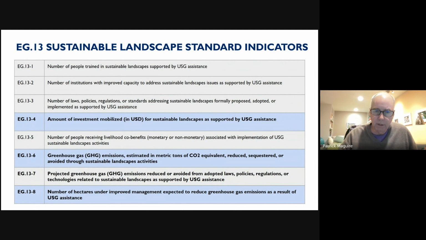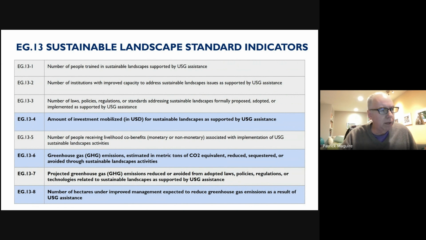The other piece of this is that reporting on EG.13 climate indicators is required regardless of the type of funding an activity receives. So we're not just talking about direct funding here. If you have indirect funding, for example, if a biodiversity program or an agricultural program achieves any of these 13 indicators, you're also required to report on it. So that's this required as applicable concept.